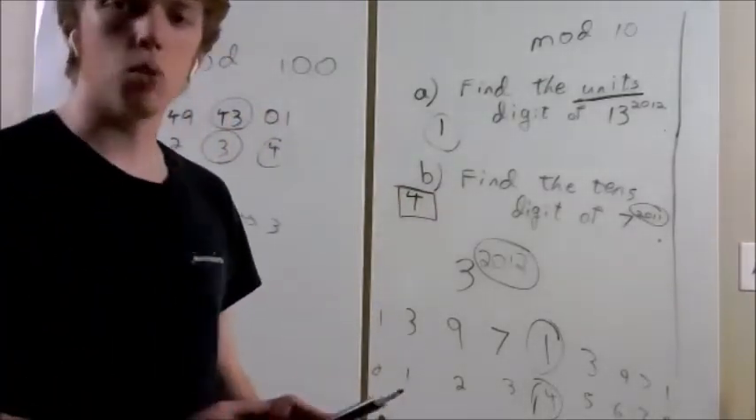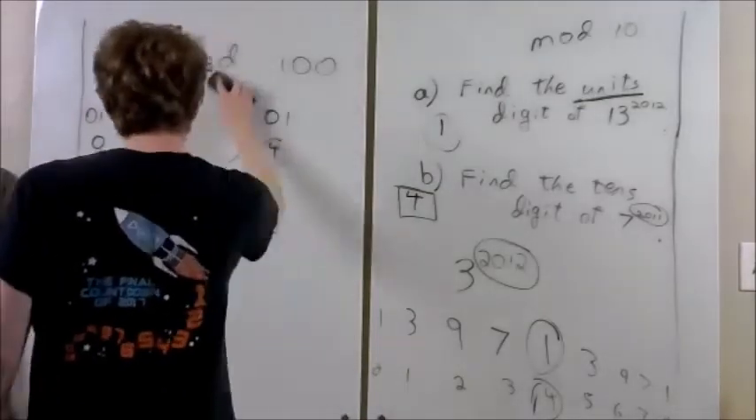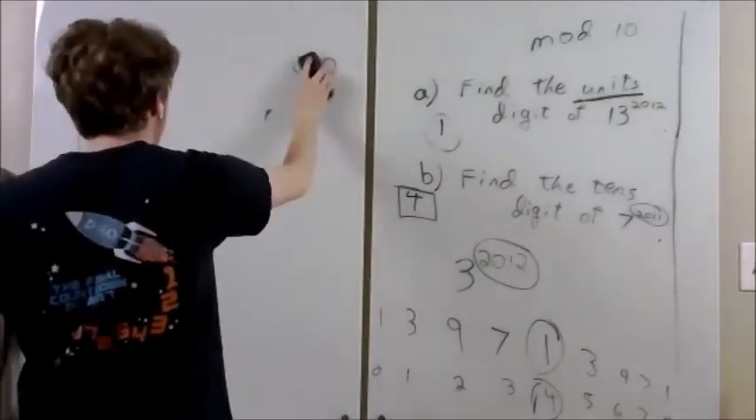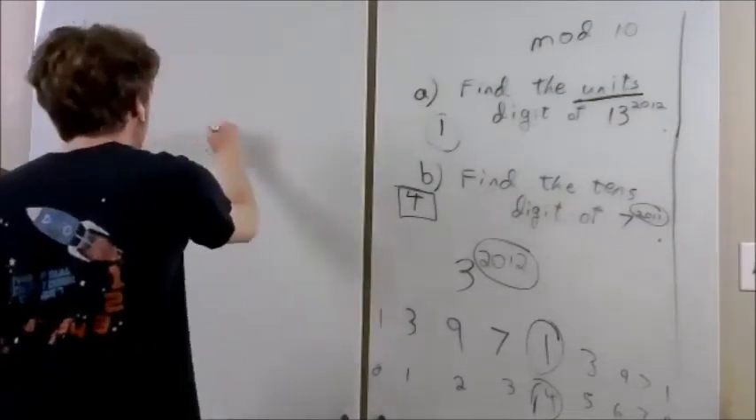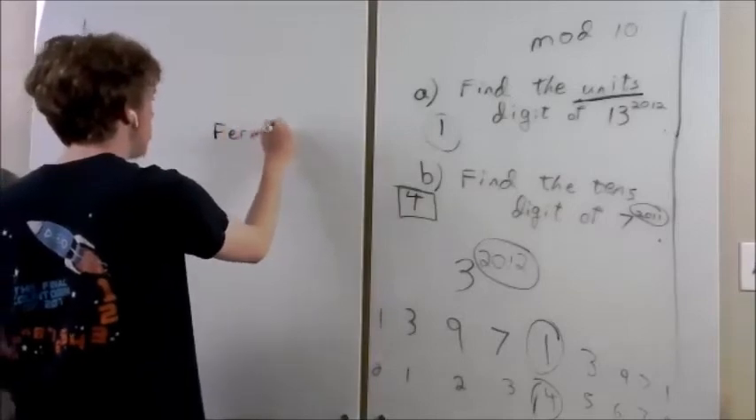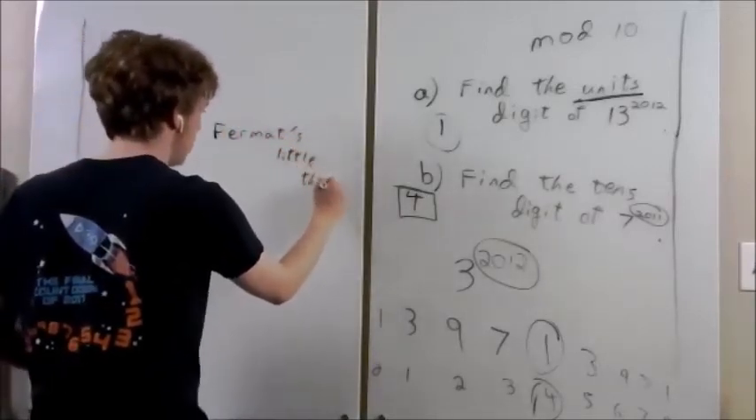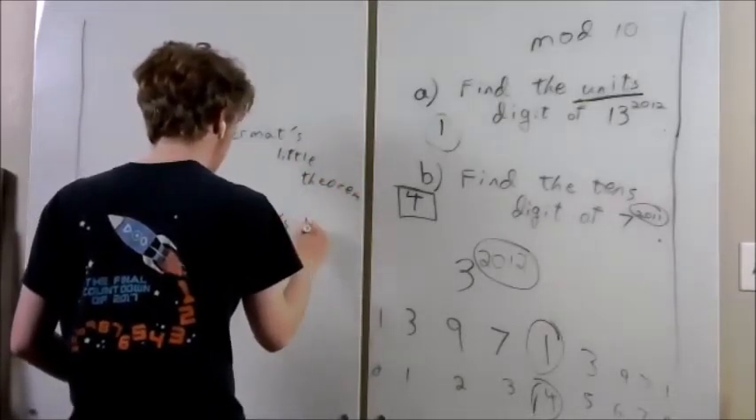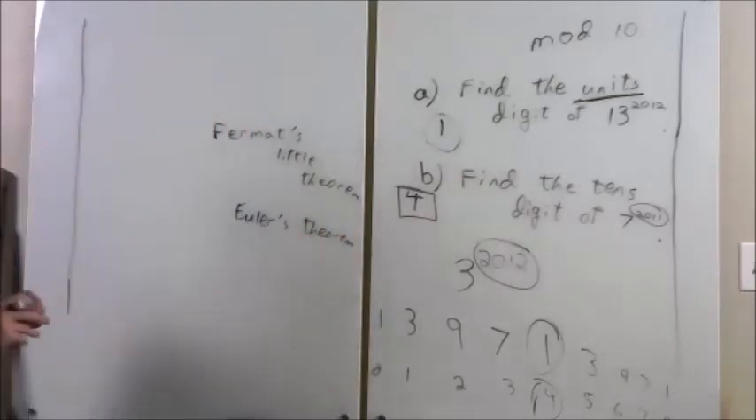And for problems like this, where you have these exponential things and you want to figure out how they work modulo something, those theorems I told you about, Fermat's little theorem and Euler's theorem in particular, are very useful. Look them up on Wikipedia later.